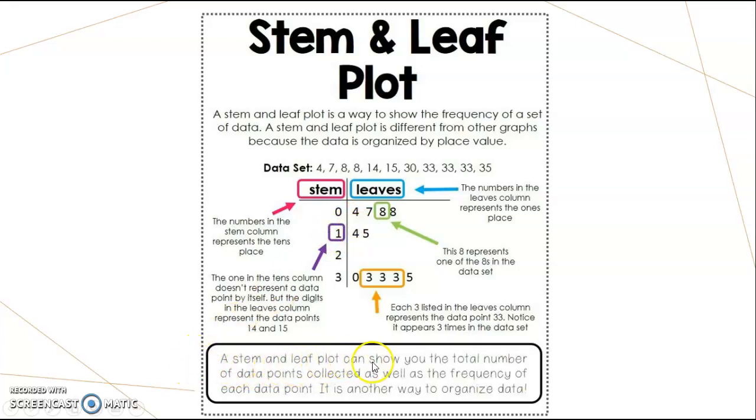A stem and leaf plot can show you the total number of data points collected as well as the frequency of each data point. It is another way to organize data. So the whole point of this stem and leaf plot is to organize data.